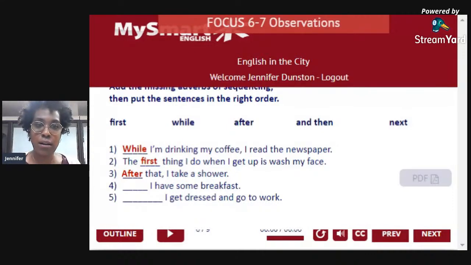Okay, let's take a look at number 4. I have some breakfast. I have to admit, though, I'm not a breakfast person. I usually drink more coffee in the morning, which probably explains my high anxiety. But I haven't gotten into the habit of eating breakfast every day, which is not a good thing. Breakfast is the most important meal. So number 4, I have some breakfast.